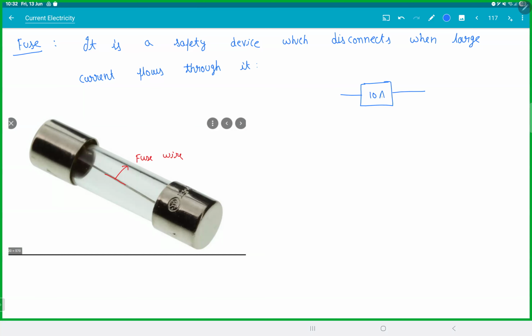So normally this is a symbol for a fuse, 10 amperes. If you see a number like this, the meaning is that if the current exceeds 10 amperes, the circuit gets disconnected. Now we don't use these things anymore because these are one-time use.